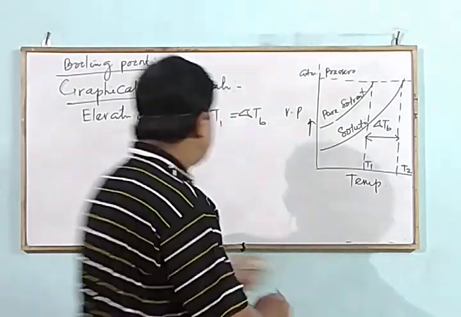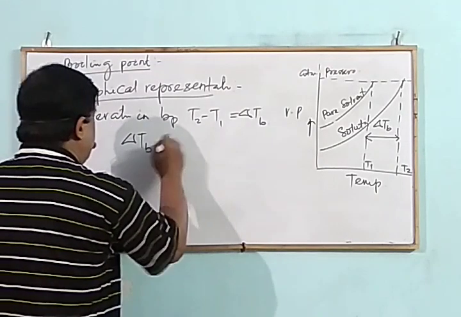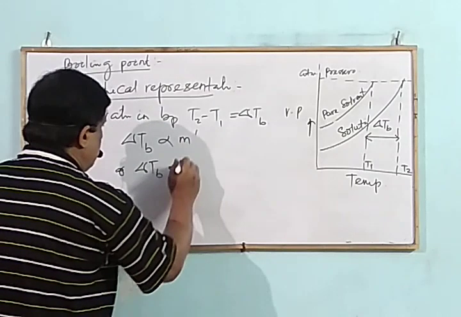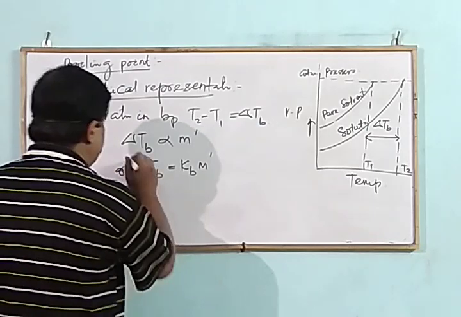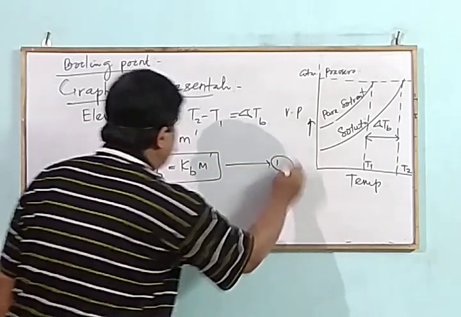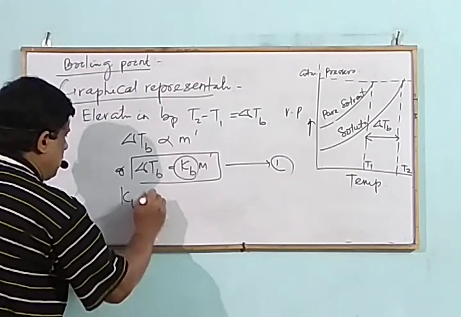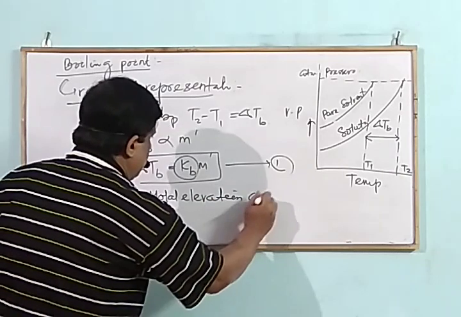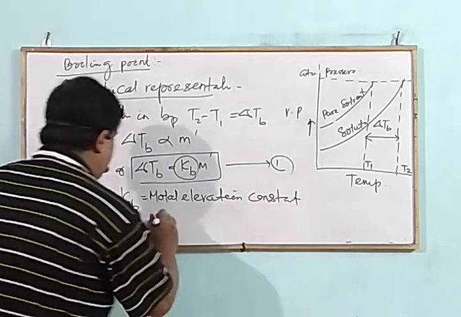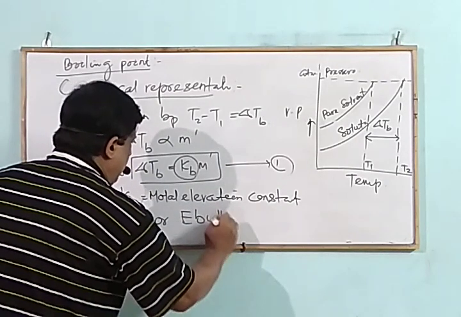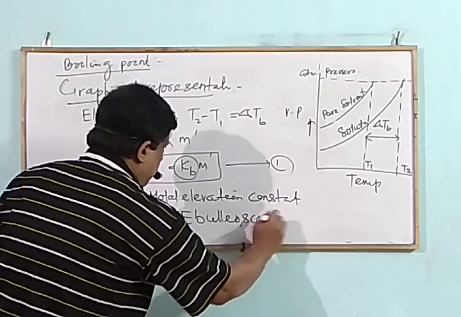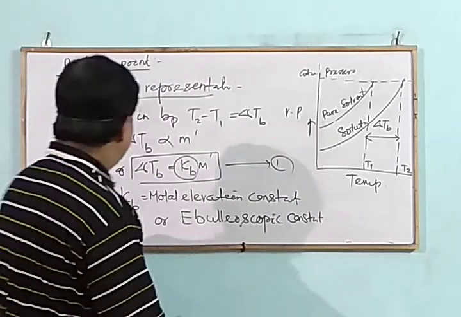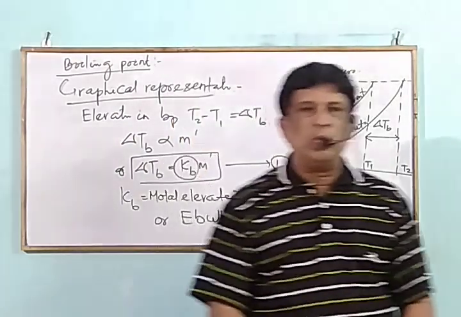It has been observed that this elevation in boiling point is directly proportional to the molality, or del Tb is equal to a proportionality constant Kb into molality. Equation 1. Where Kb is a proportionality constant known as molal elevation constant, or ebullioscopic constant. Mark that. The relationship is del Tb is equal to Kb into molality.